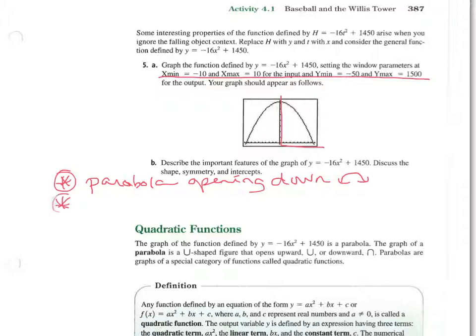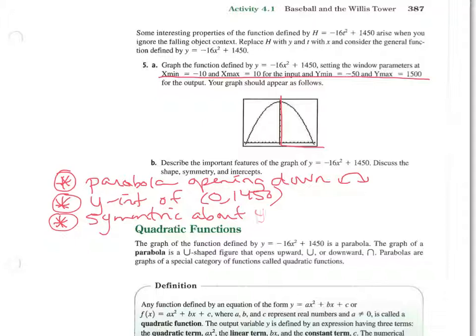Another thing is it has a y-intercept of 0, 1450. Another important thing is this one is symmetric. They're not all like that. Well, they have some symmetry, but not always about the y-axis. Symmetric about y-axis. This one happens to be.